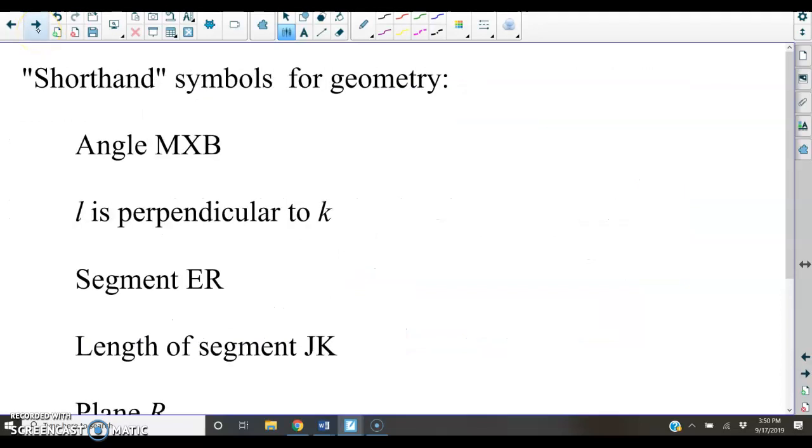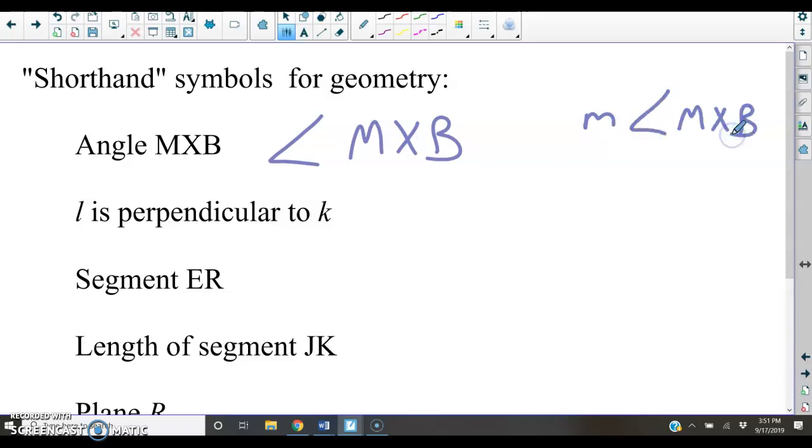There's a few other shorthand symbols. You've seen me writing the angle of MXB. Now, if I want the measure of, I would put the M in front of the angle. So that's measure of angle MXB. If I want to show that line L and K are perpendicular, I do L upside down T, K. Remember the cursive letters in lowercase will name a line.